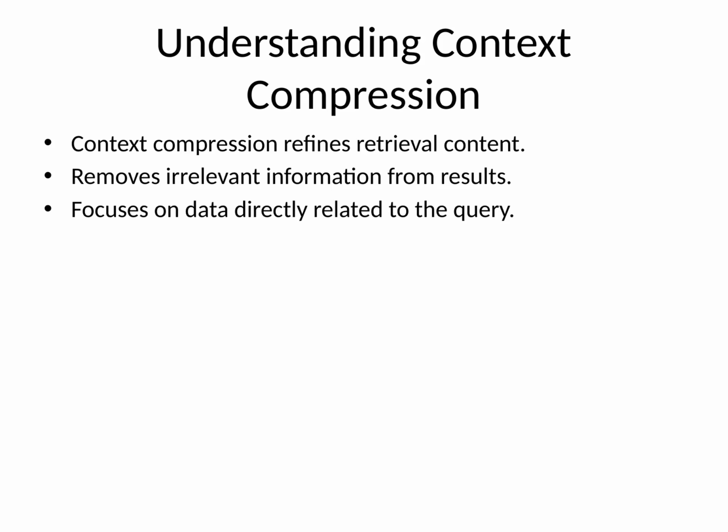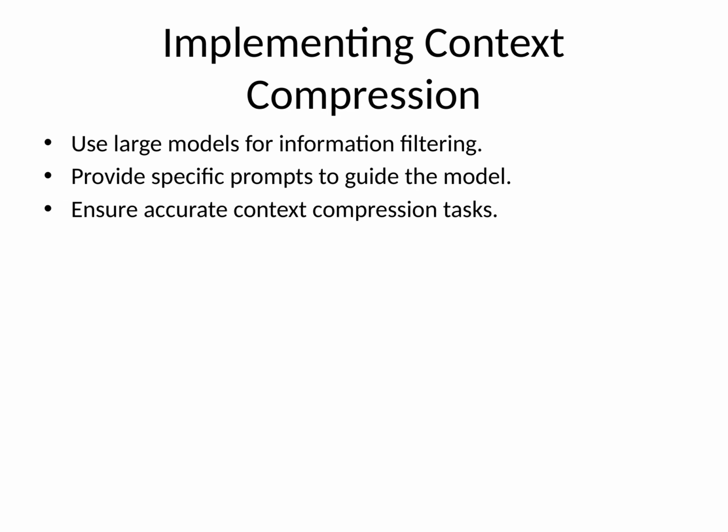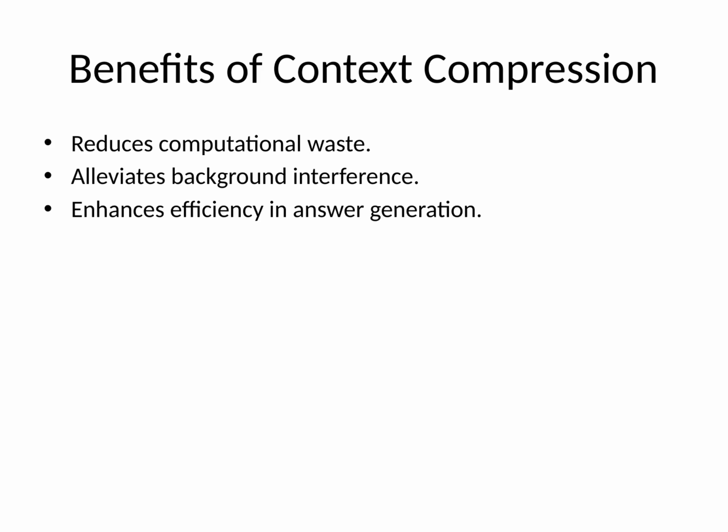Let's explore context compression, an optimization strategy that refines retrieval content by removing irrelevant information. This process focuses on retaining data directly related to the query. To implement context compression, large models are used for filtering information. By providing specific prompts, we guide the model to perform accurate context compression tasks.